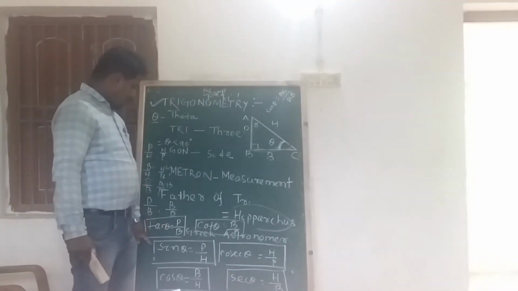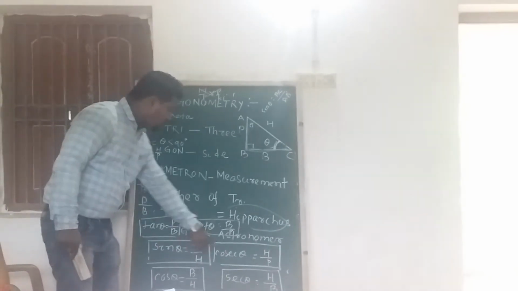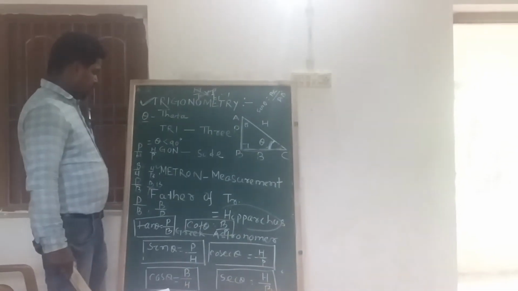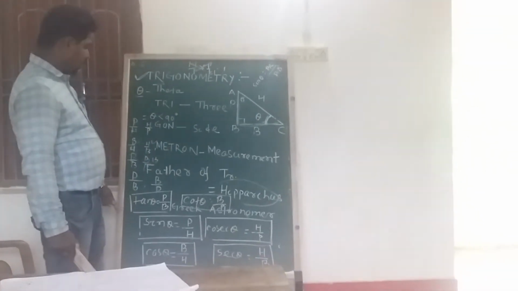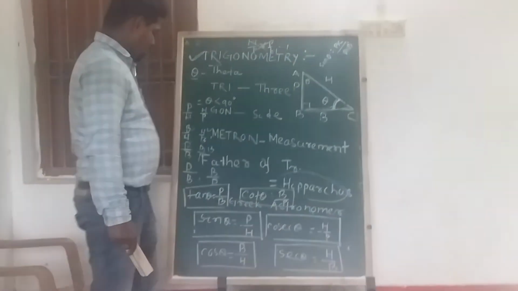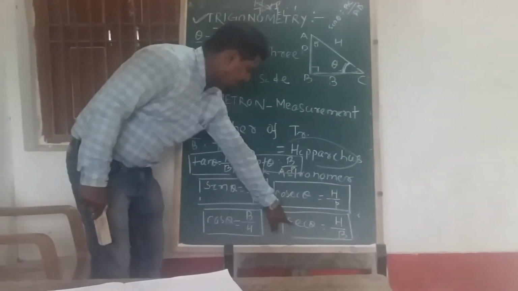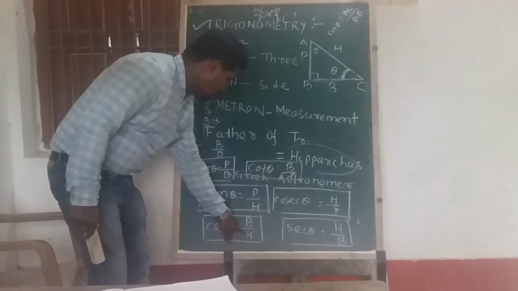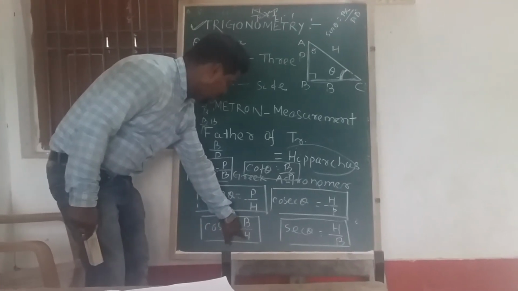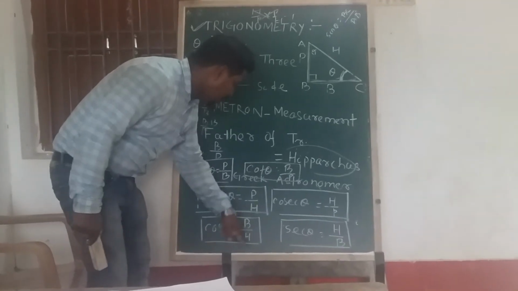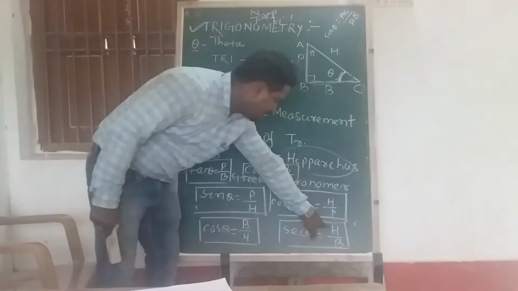Then reverse of sin theta is cosec theta. Cosec theta is equal to H by P. Then cosec theta is 1 by sin theta. Reverse of cos theta is equal to sec theta. Cos theta is equal to B by H. When you reverse, you take the numerator to the denominator and the denominator to the numerator. The result will be H by B.